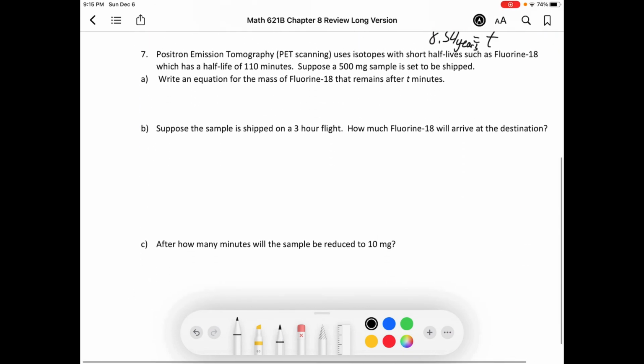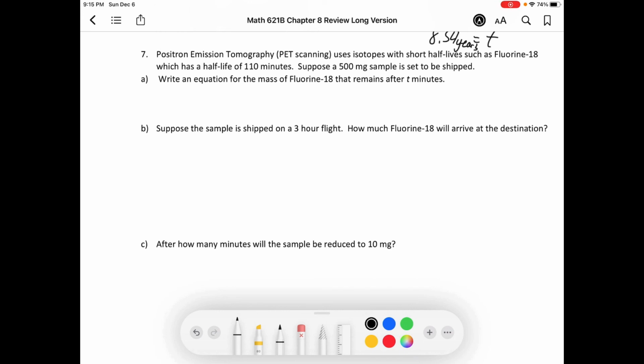All right, lastly, PET scanning, positron emission tomography, uses isotopes with short half-lives, such as fluorine-18, which has a half-life of 110 minutes. Suppose a 500 milligram sample is set to be shipped. Write an equation for the mass of fluorine-18 that remains after t minutes.